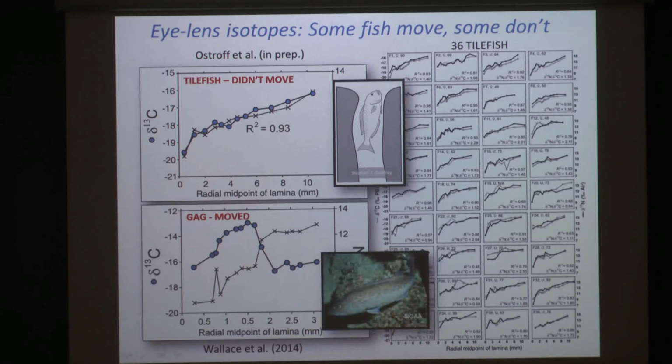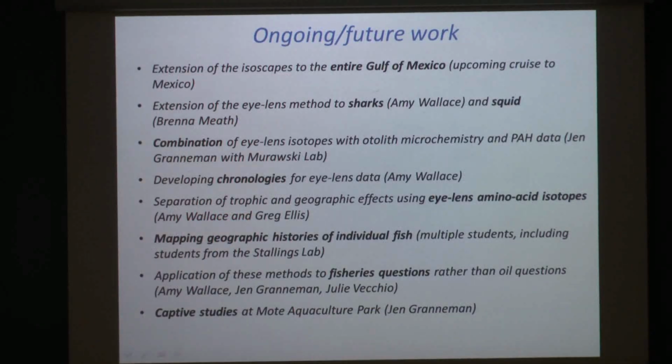This fish is one that moves. We knew it moved. And we have actually a lot of different species. We've done all these methods. I'm just showing you examples, but we've repeated these methods on a lot of different specimens and species. So what we have planned for the future: extend our isoscapes to the entire Gulf of Mexico. We're hoping to go to Mexico next month on the Weatherbird, take the Weatherbird all the way across the Gulf and work the Mexican coastline.